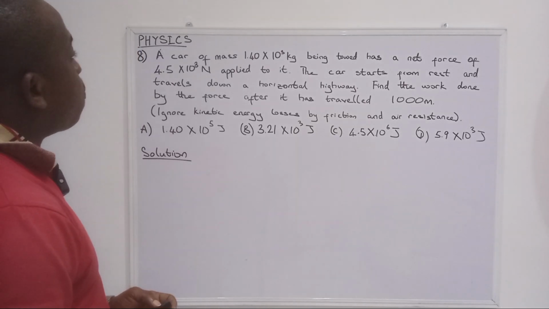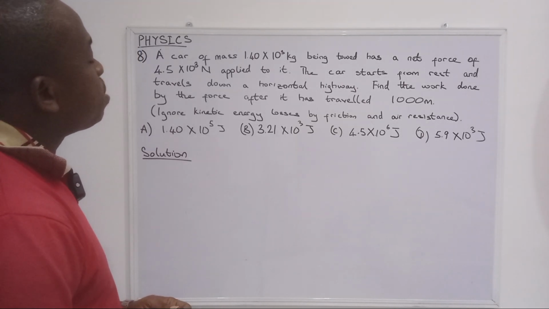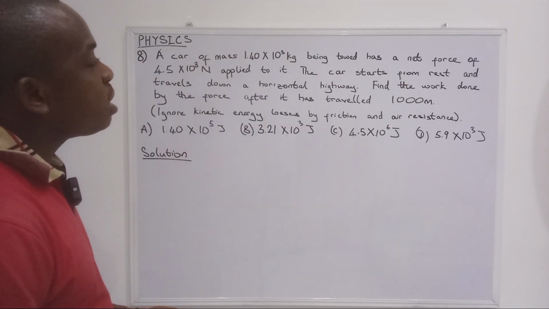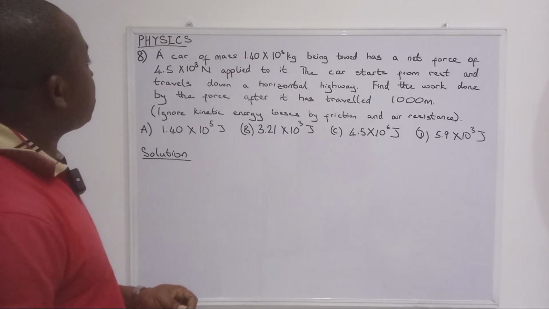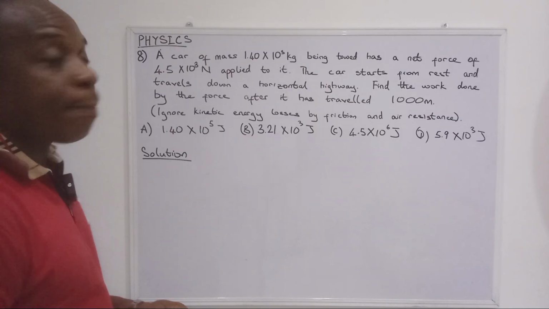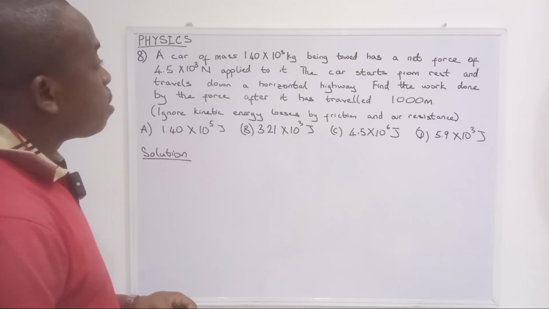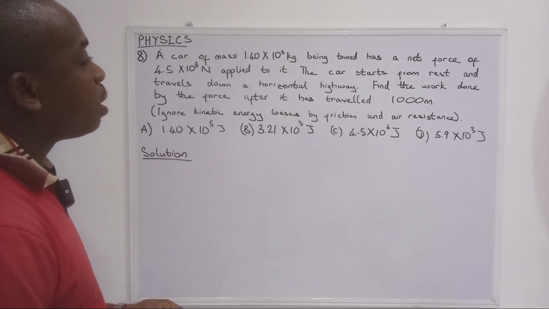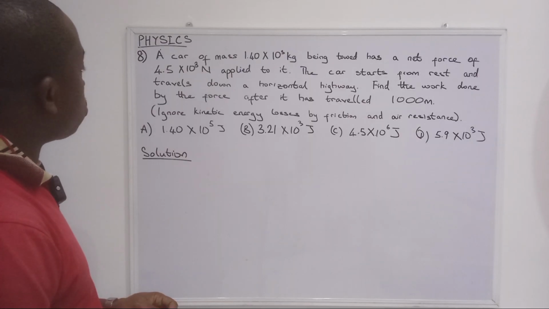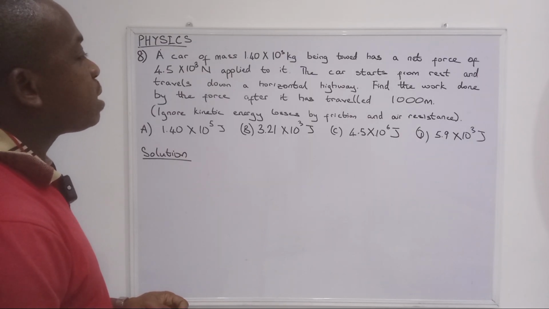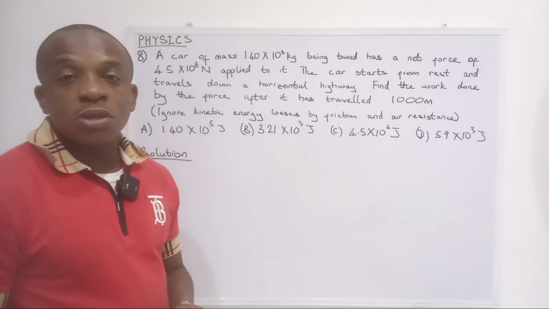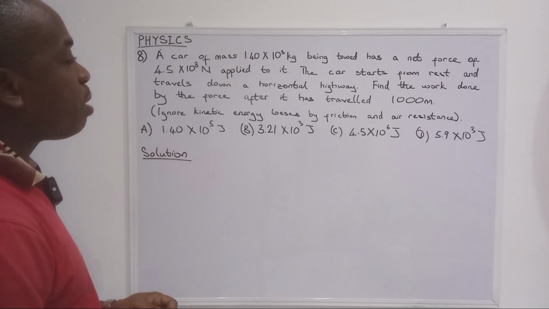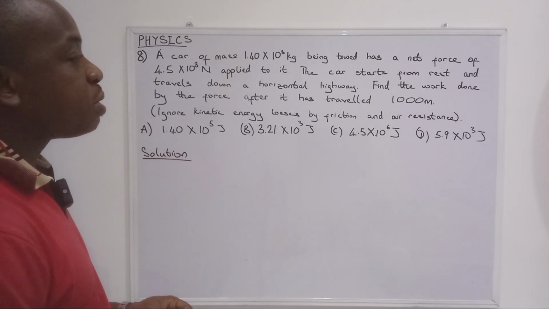A car of mass 1.40 times 10 raised to the power 3 kg being towed has a net force of 4.5 times 10 raised to the power 3 newtons applied to it. The car starts from rest and travels down a horizontal highway. Find the work done by the force after it has traveled 1,000 meters. Ignore kinetic energy losses by friction and air resistance.